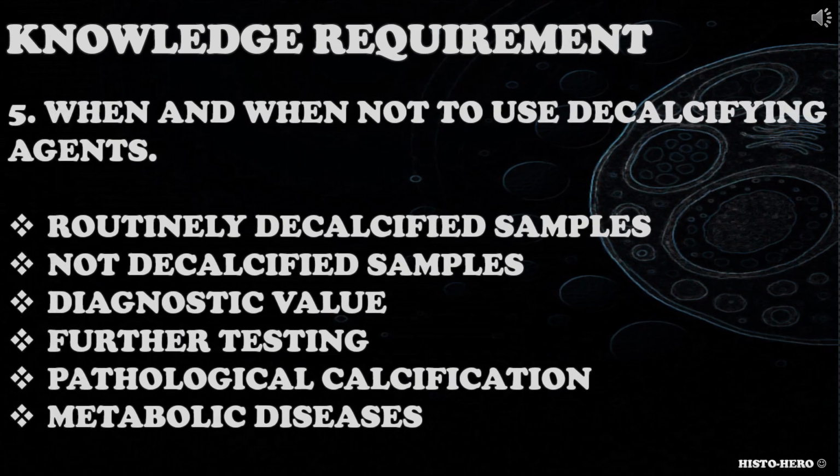The fifth knowledge requirement is when and when not to use decalcifying agents. Candidate needs to have the knowledge and understanding about when to use decalcifiers and when not. You could ask the candidate to name the samples that are routinely decalcified in your lab and why, to name the samples that are not decalcified and why. When addressing this knowledge requirement, candidates should consider samples that are routinely decalcified, samples where presence of calcification has a diagnostic value, effects of decalcification on further testing like HER2 or molecular testing, presence of pathological calcification, samples investigated for metabolic bone diseases and so on. Encourage the candidate to use examples from their practice.